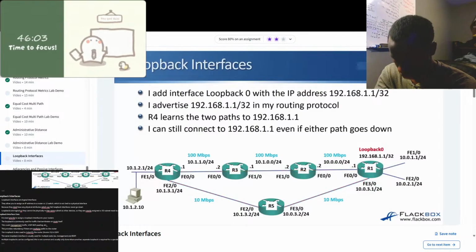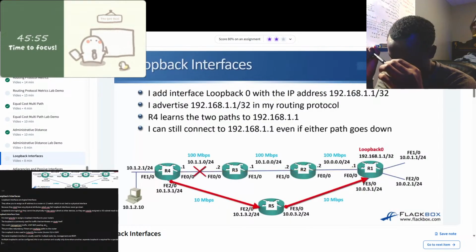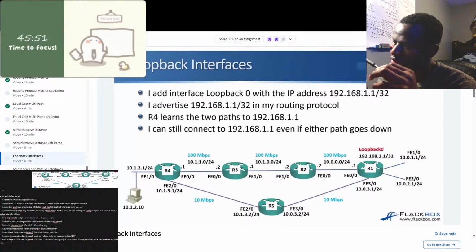And R4 can still connect to 192.168.1.1 even if either path goes down. So this is useful for management, and it's really critical for other things like BGP and IP telephony.